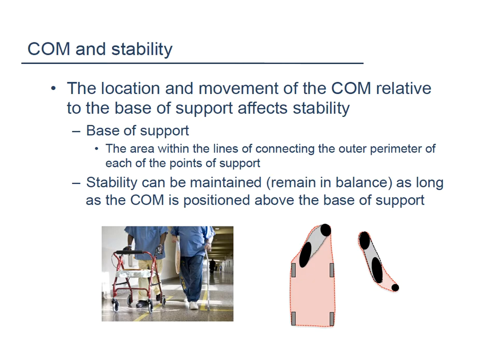Analyzing the center of mass location is important because the location and movement of the center of mass relative to the base of support affects stability of the individual. Base of support is the area within the lines connecting the outer perimeter of each of the points of support. In the picture below, there's a person with a walker and another person with a cane. The base of support of these individuals without the walker or the cane is limited to the area within the perimeter of their feet. You can see that the use of a walker or cane can significantly increase the individual's base of support.